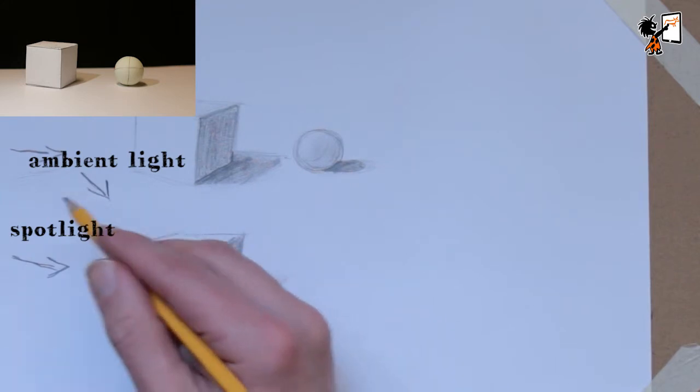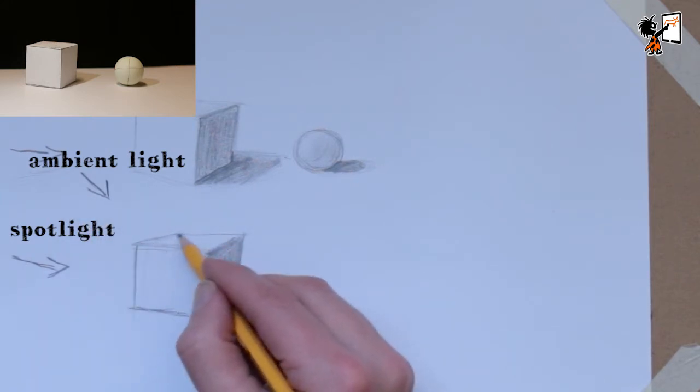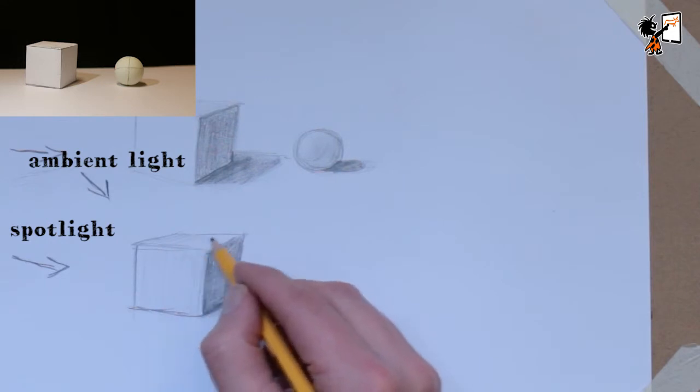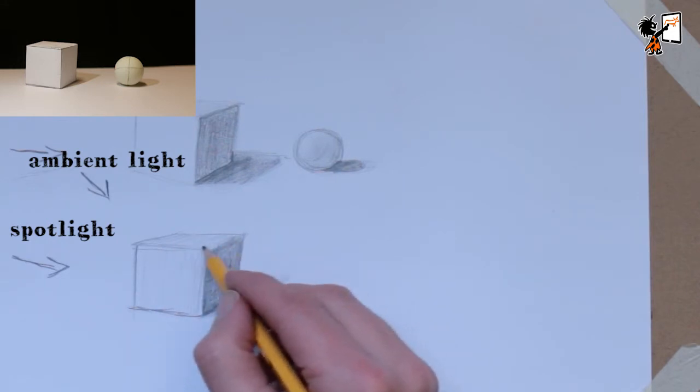The top of the cube also has a faint shape shadow. Smudge it with your finger to achieve a more subtle shadow.